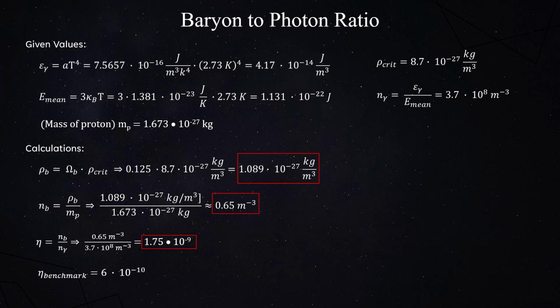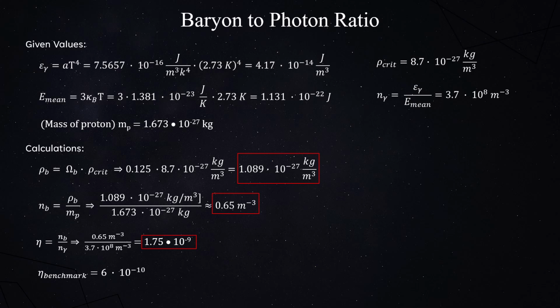So we have some given values here for energy density, average energy per photon, critical density, and photon number density. And our goal is to get to eta there down at the bottom. Eta is our baryon to photon ratio, which we find by calculating the photon number density and the baryon number density. So the baryon to photon ratio is 1.75 times 10 to the negative 9 in our hypothetical universe.